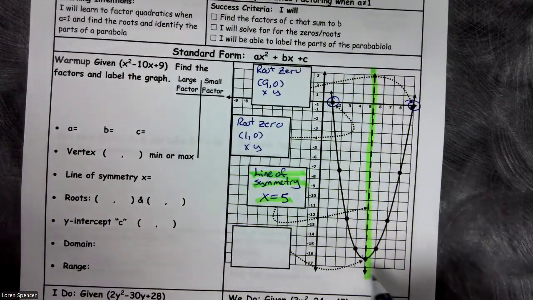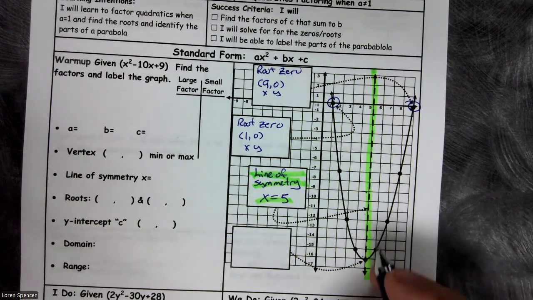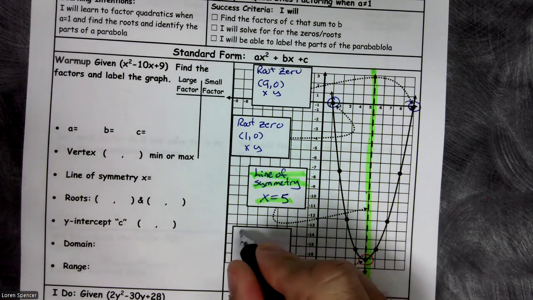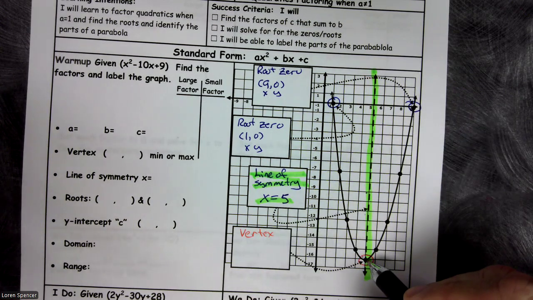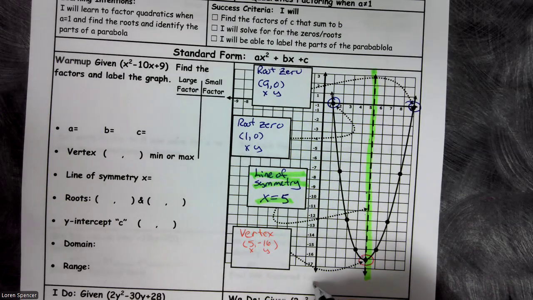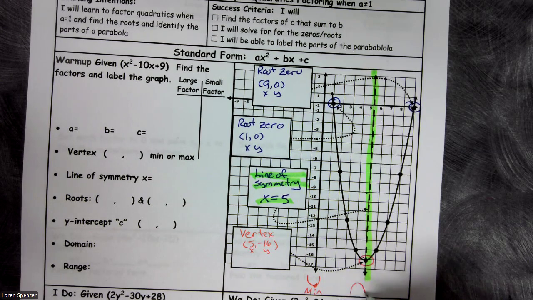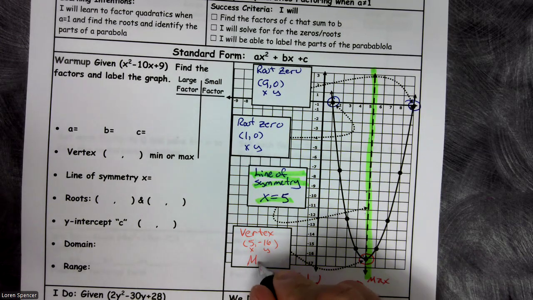The very last thing we're going to label, which should have been the first, I don't know, is the vertex. This point right here where it changes directions is the vertex. And in our case, it occurs at 5 and negative 16, where this is my x and this is my y. And the vertex will either be at a point like this, in which case it's a minimum, or at a point like this, in which case it's a maximum. In our case, it's like this one. So this is a minimum.